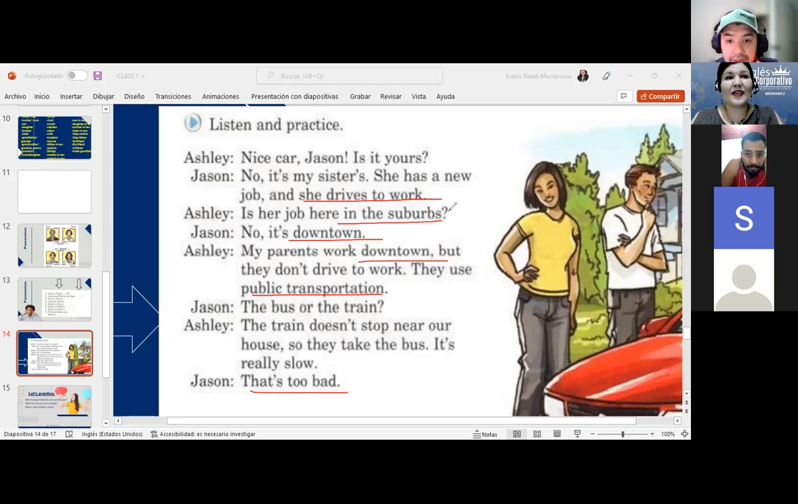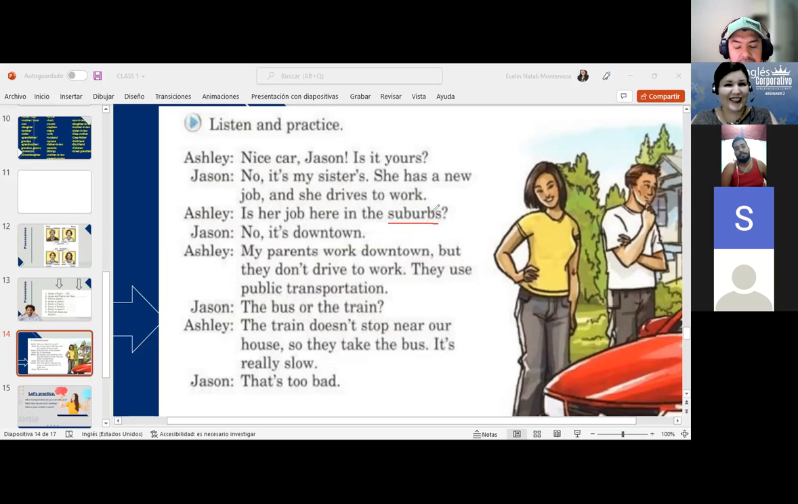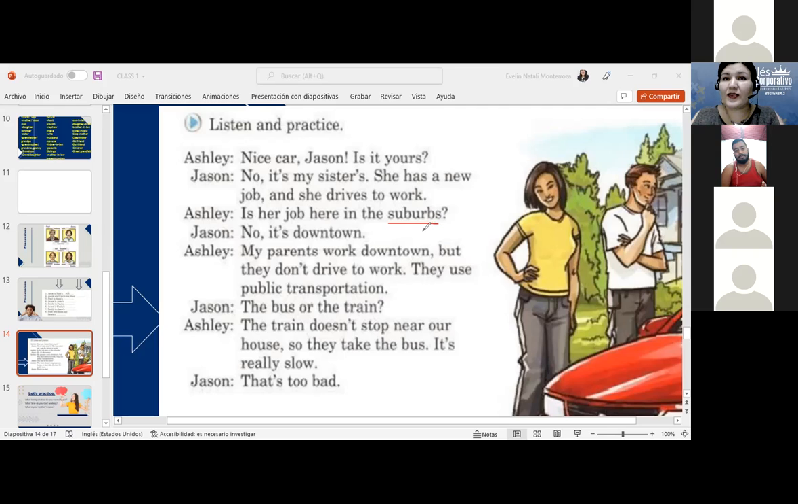Yes, for me, suburbs. In the suburbs. Yes, there you go. In the suburbs. Teacher, in Spanish, it's like suburbs. Well, in Spanish is suburbios. Suburbios, lo que rodea la ciudad.